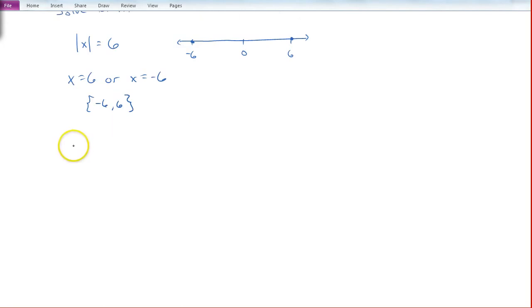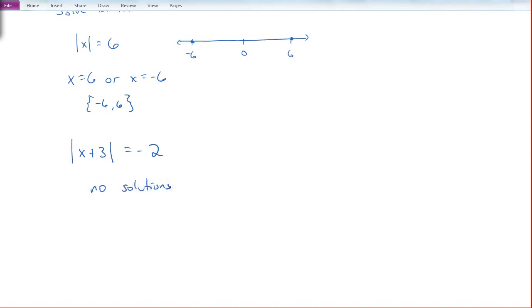How about this one? The absolute value of x plus 3 equals -2. How does this work? Well, you should look at this as the absolute value of some unknown quantity has to equal -2. How can an absolute value equal a negative number? Well, it can't, so there are no solutions.